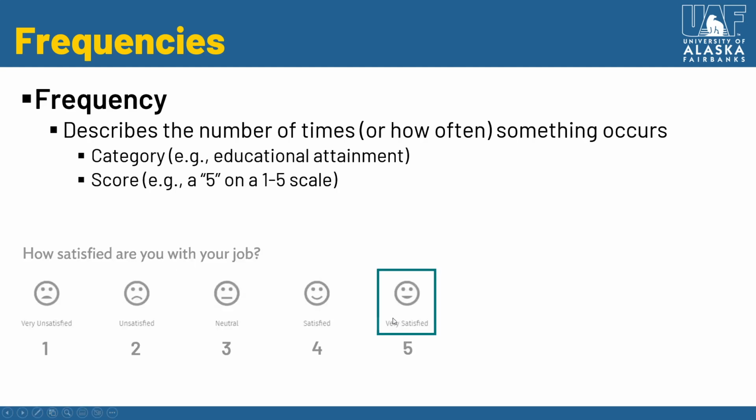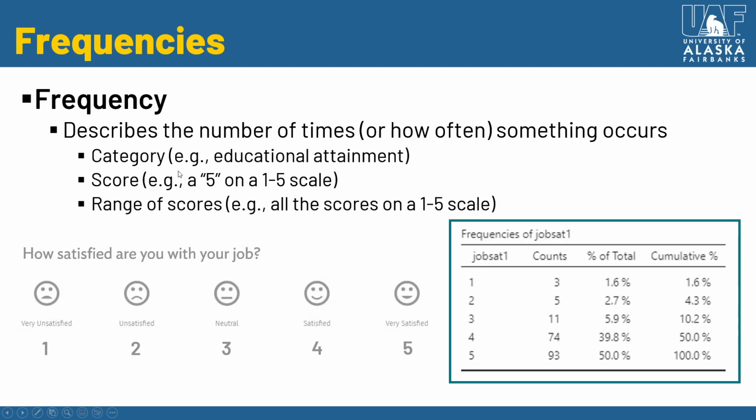We can also look at reports of scores. So for example, if we have a 1 to 5 scale from very unsatisfied to very satisfied, we could see the counts of the number of people who said 5, very satisfied. Typically, we wouldn't report just the single number. I guess you might in the paper itself, but in a table, typically we wouldn't have a table with just one of the options. Typically, we have the whole range of scores, like in this table here. So all the scores on a 1 to 5 scale.